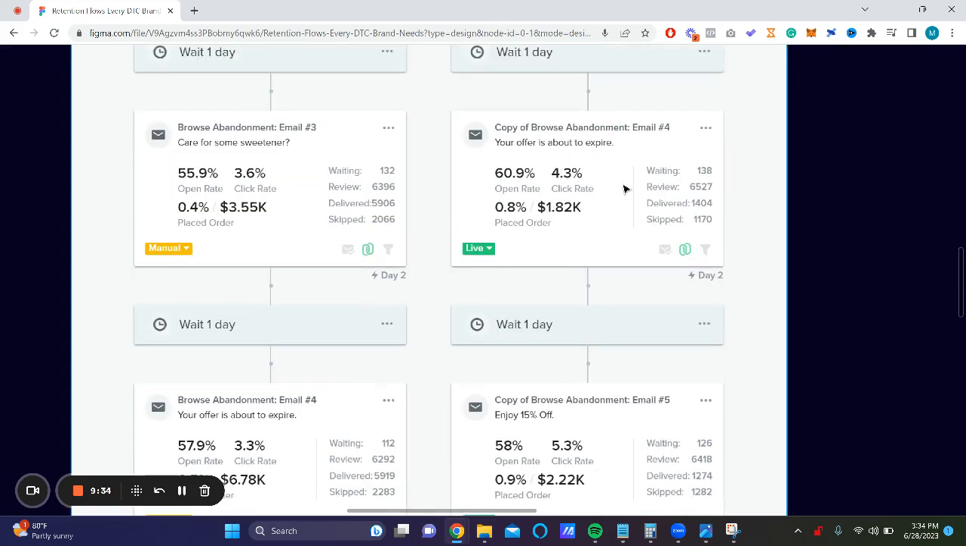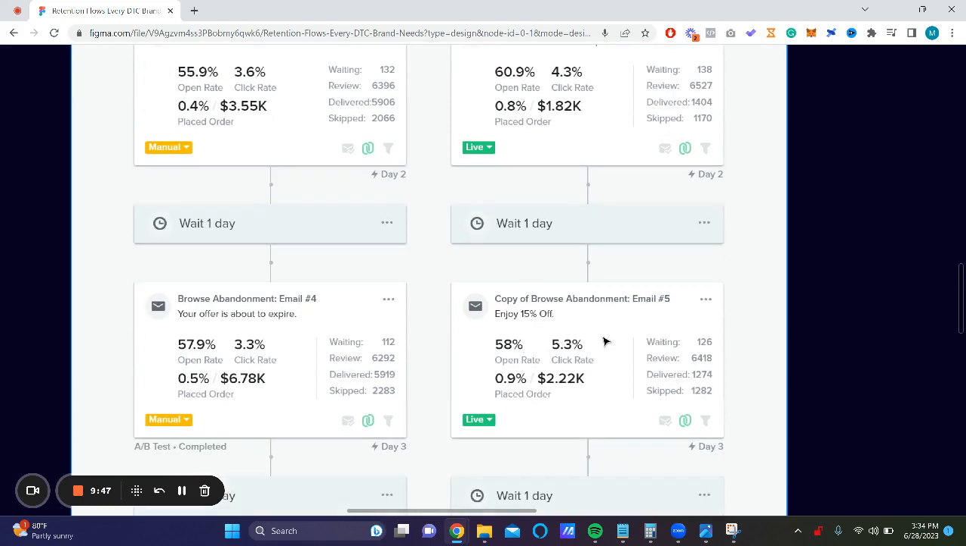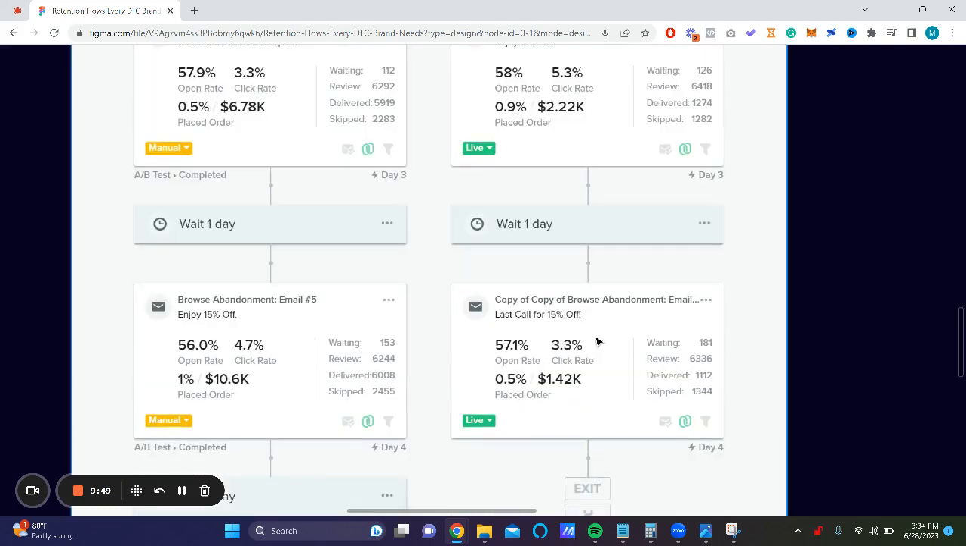Okay, so this is going to convert a certain amount of people, 1% of people in this case, who didn't buy at 10% off after 2 reminders plus, like, an urgency factor. So you send them 15% off. And then finally, the final sort of email for this flow here is last call for 15% off. Again, similar to the abandoned checkout. 24 hours, the 15% off is going to be expiring.